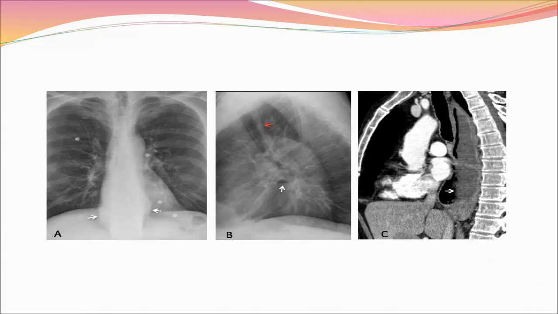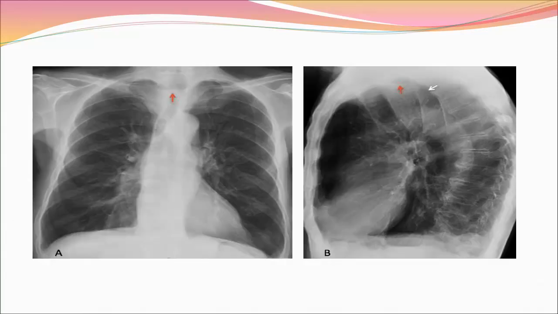In the lateral view, an air fluid level is seen in mid-esophagus, B, white arrow, and there is thickening of the retrosternal stripe, B, red arrow. CT confirms the dilated esophagus, containing air and fluid, C, arrow. Diagnosis: esophageal atresia. A 62-year-old man with trouble swallowing.